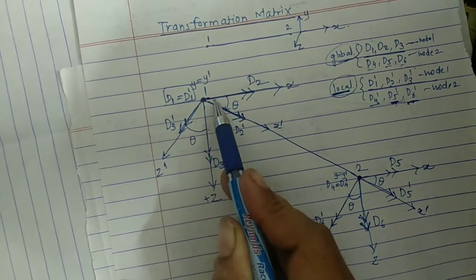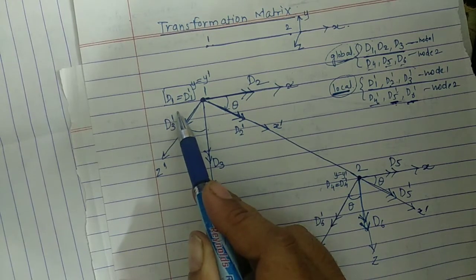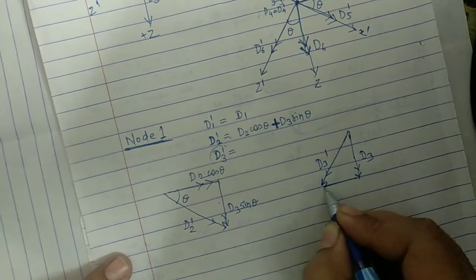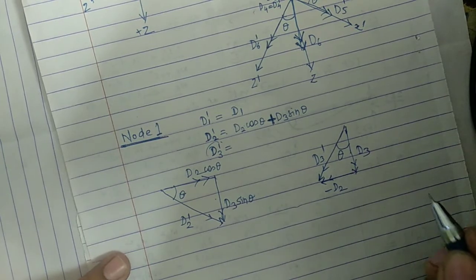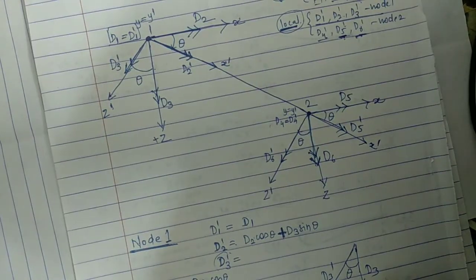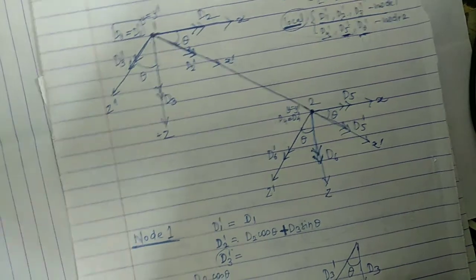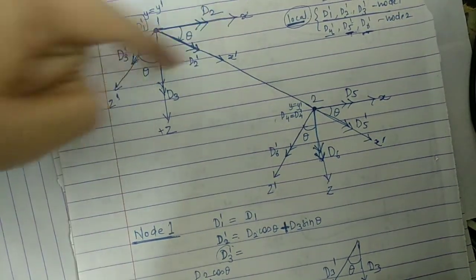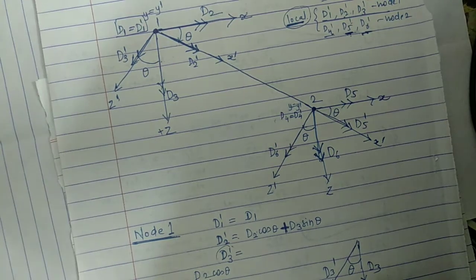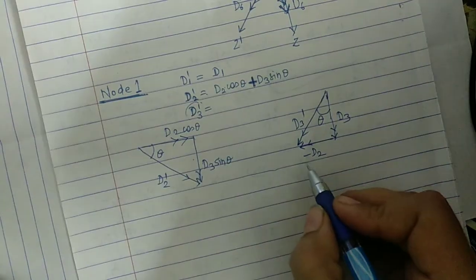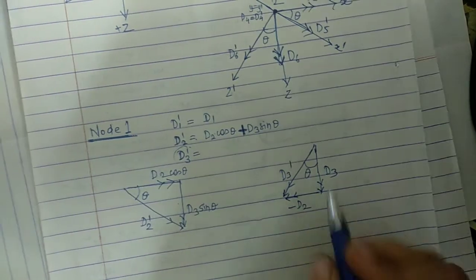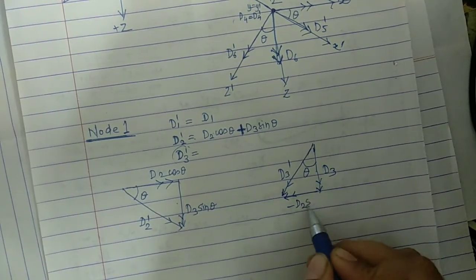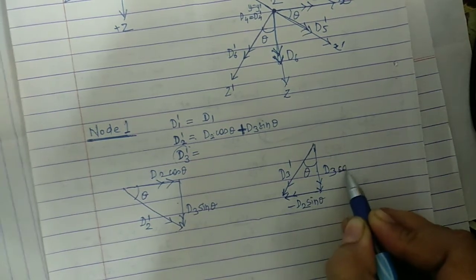So here this d2 we have to make in the opposite direction, with a minus sign. So here I'll write minus d2, and here is the angle theta. Okay, d3 dash, d3 and this minus d2 dash. So how can the equation be written? Hypotenuse d3 dash is equal to the addition of these two lines: opposite to this sin theta, adjacent to this cos theta.